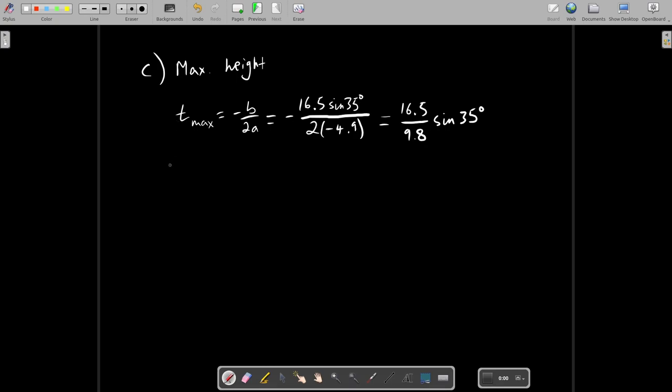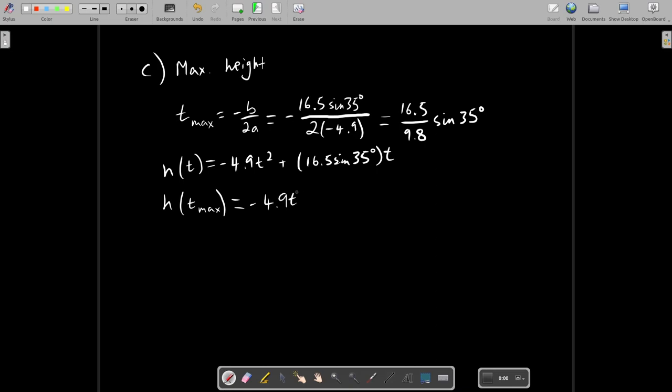Now we have our function, h of t, let's just remind ourselves of it: minus 4.9 t squared plus 16.5 sine 35 degrees times t, and we basically got to find h at t max. That's going to be our max height. All we got to do, very simple, very basic functions over here.